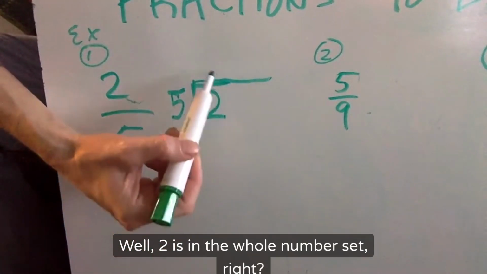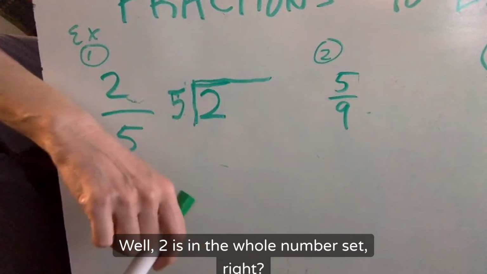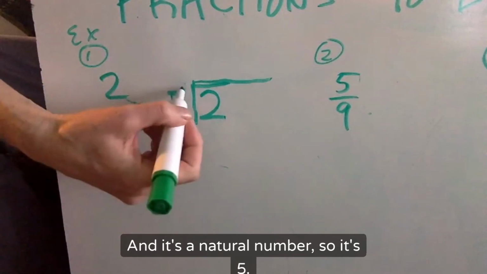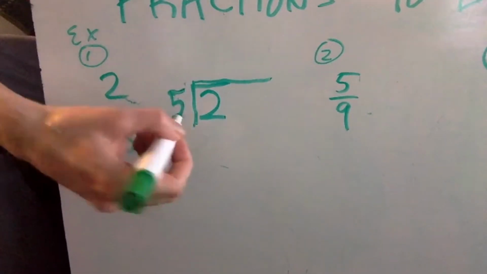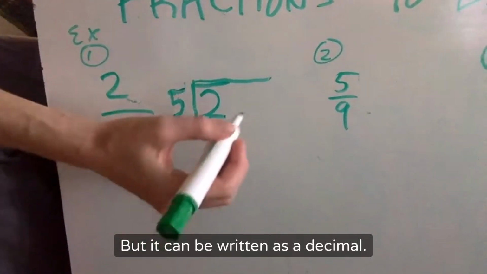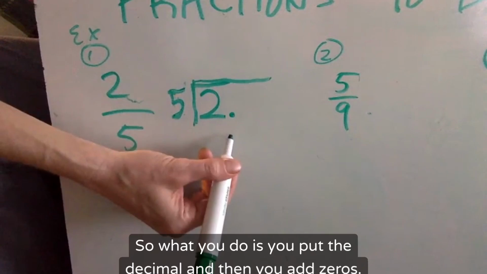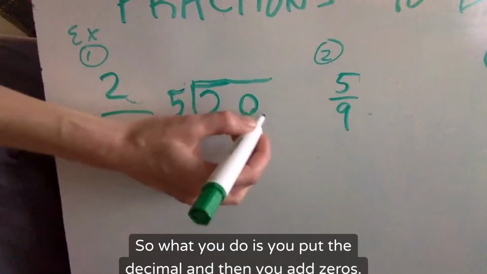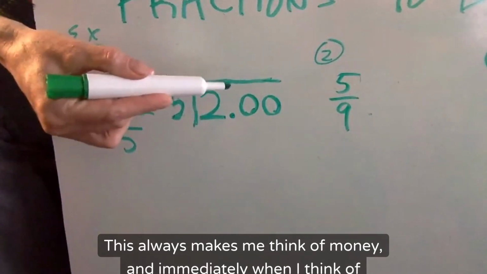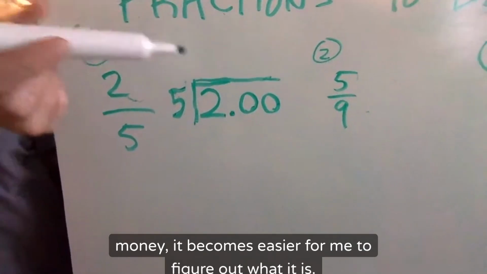Well, 2 is in the whole number set, and it's a natural number, but it can be written as a decimal. Every number can be. So what you do is you put the decimal, and then you add zeros. Well, how many zeros do you need? I don't know. This always makes me think of money, and immediately when I think of money, it becomes easier for me to figure out what it is.